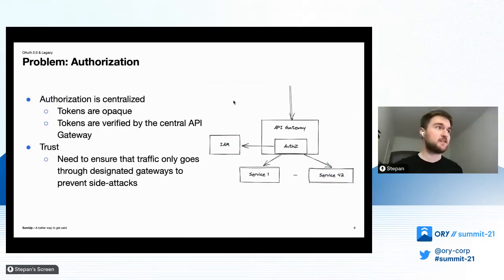Another problem is authorization. Authorization in SumUp is centralized, so as tokens are opaque, you have to verify them by the central API gateway and put your services behind it if you don't want to do it in every service. And it introduces the notion of trust, meaning that you have to ensure that traffic only goes through designated gateways to prevent side attacks. So services trust their downstream.